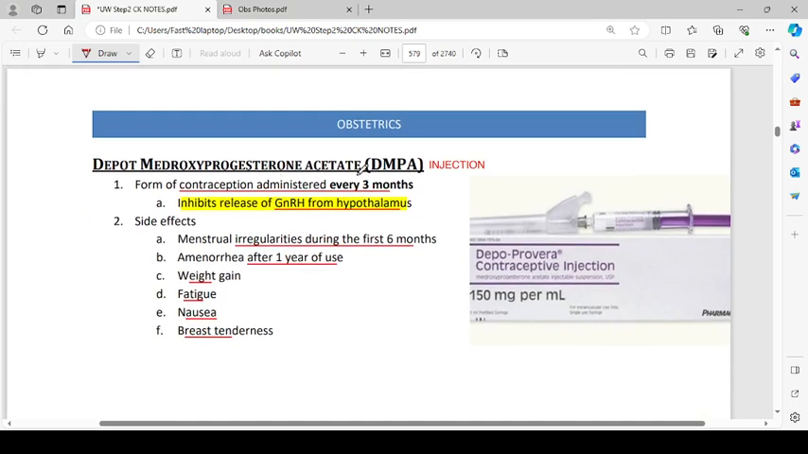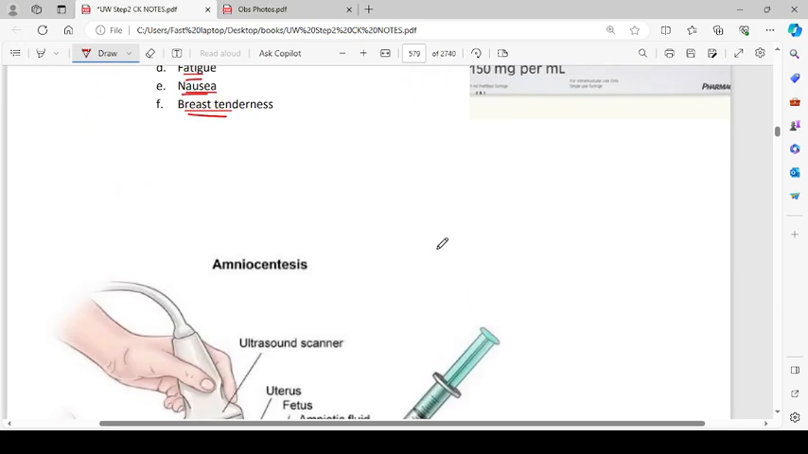Depot medroxyprogesterone acetate, DMPA injections. Why do we use them? It is a form of contraception administered every 3 months, which inhibits the release of GnRH from the hypothalamus. That is depot medroxyprogesterone acetate DMPA injections, and they are a form of contraceptive. Side effects are menstrual irregularities during the first 6 months, amenorrhea after 1 year of use, weight gain, fatigue, nausea, and breast tenderness. So it is what it looks like.